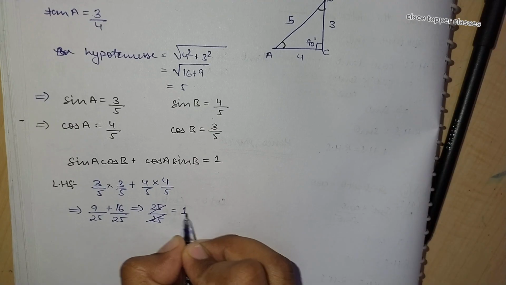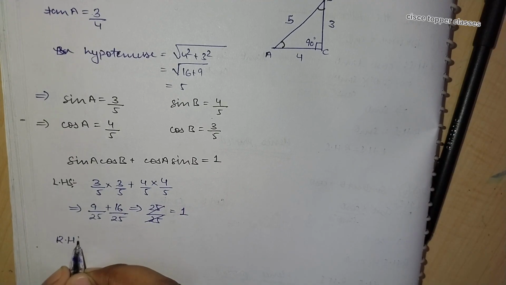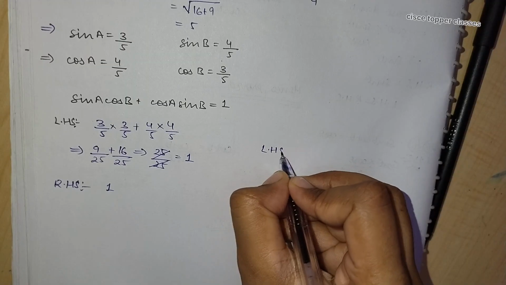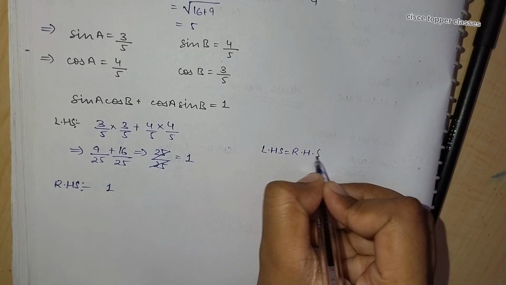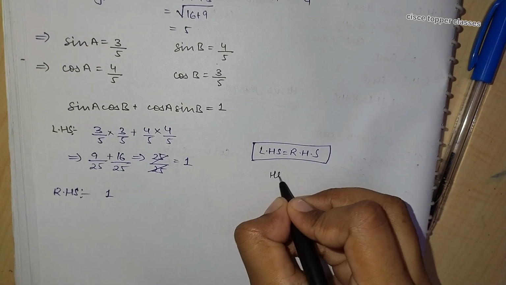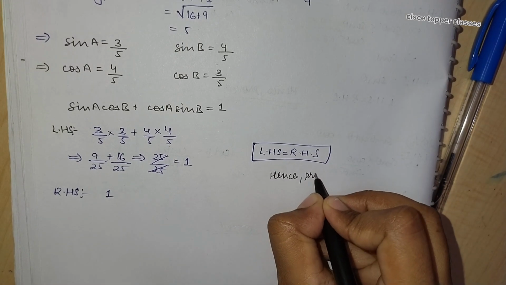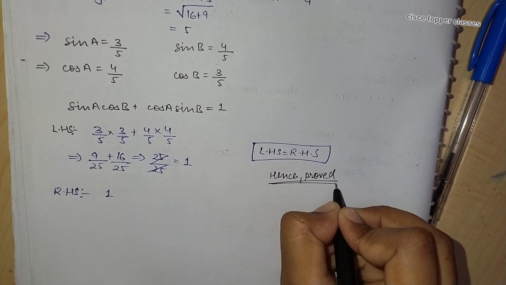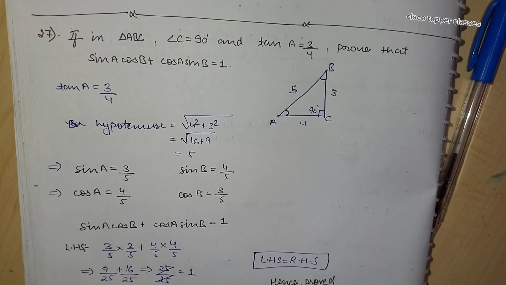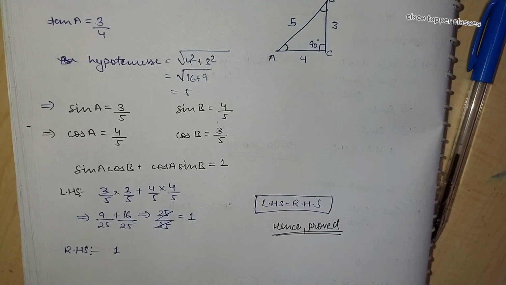This will be cancelled out here, and we know the RHS part is given to us. It is equal to 1. From here we can write our LHS is equal to RHS. Hence proved this statement from here. So this is the solution which we have to prove here only. So hence proved here, and this is the solution of 27th question here. And this is the final solution of this question.